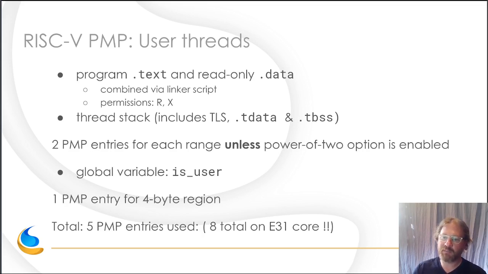Combined, now we add the global variable that we just talked about, this user flag. That uses one more PMP entry. So just to implement a basic infrastructure for threads with arbitrary sized regions, we're already using 5 PMP entries of the 8 total on cores like the E31. As you can see, we start to see the limitations of a limited number of PMP slots. And so far we're just talking about user threads.